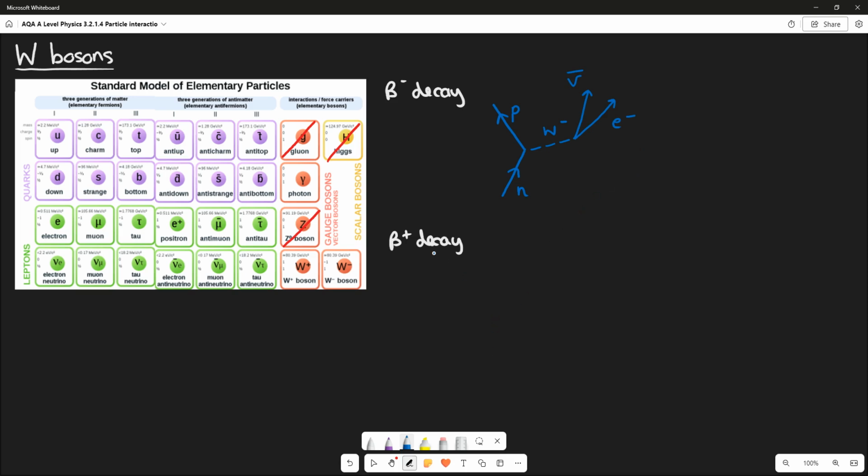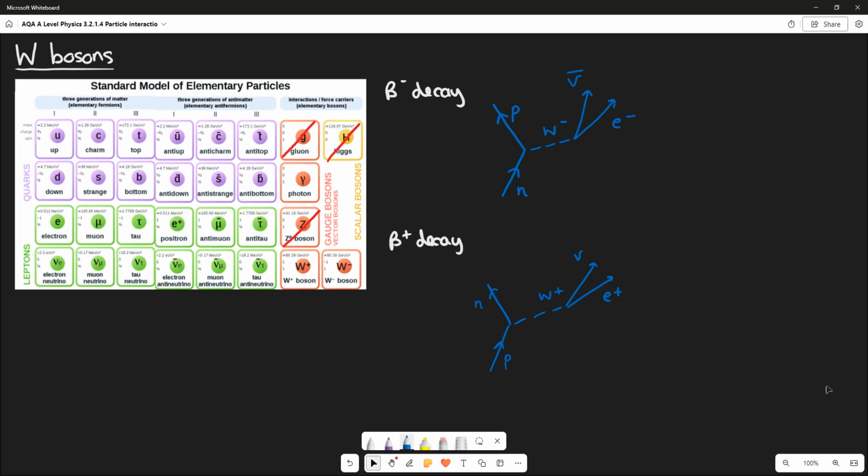Beta plus decay is when a beta plus particle is given off, and instead of it being an electron, it's a positron. So we are giving out a positive charge. And the way that happens is that a proton becomes a neutron, so it loses its positive charge. That positive charge is carried away by a W plus boson, which decays further into our positron, there's that positive charge being carried away, and a neutrino.